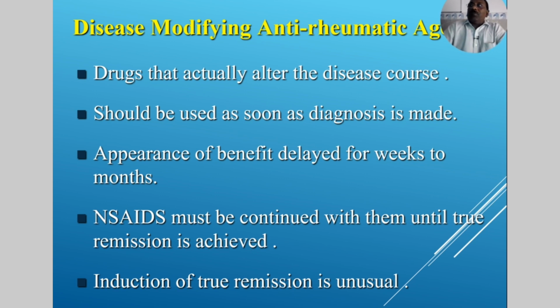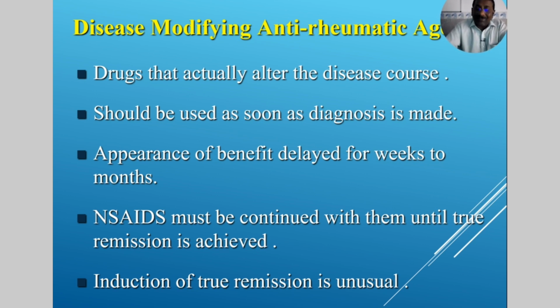Like your metformin therapy in type 2 diabetes. An obese or overweight individual with type 2 diabetes, what drug are you supposed to prescribe? Unless otherwise contraindicated, metformin. Then you can add your SGLT inhibitors or gliptins, or if the patient can afford it, GLP-1 receptor agonists, etc. It should be used as soon as the diagnosis is made, with the appearance of benefit delayed for weeks to months. This is a very important take-home point.